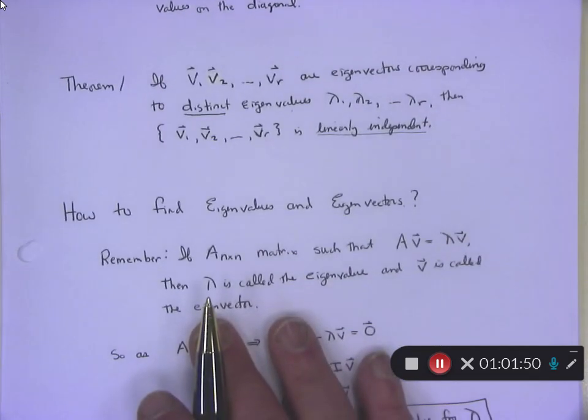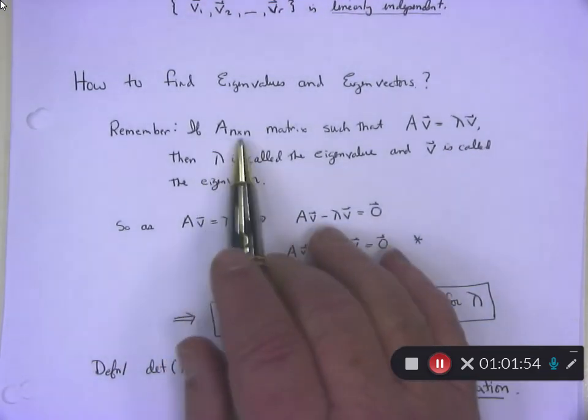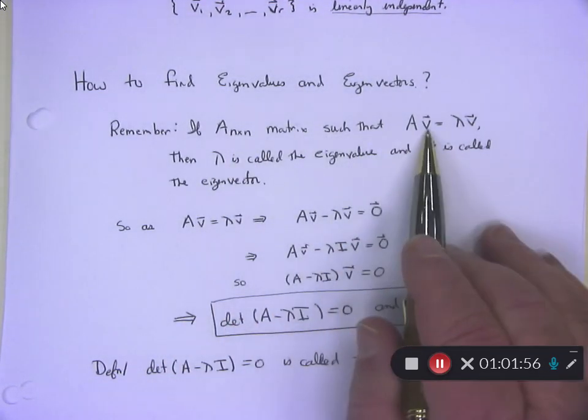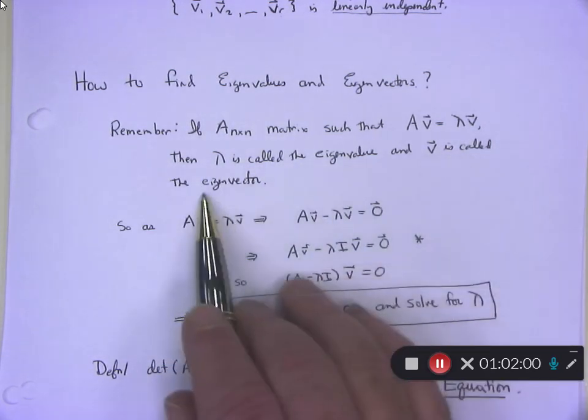How do I find eigenvectors and eigenvalues? Well, this is what we just talked about. A is going to be an n by n matrix such that AV equals lambda V. Then lambda is called the eigenvalue, and V is called the eigenvector.